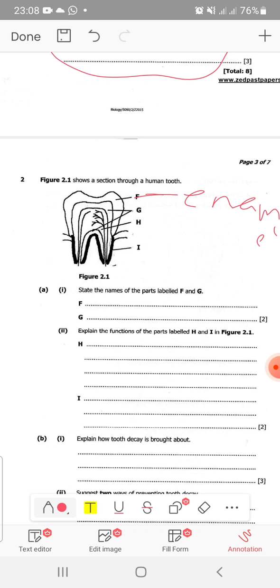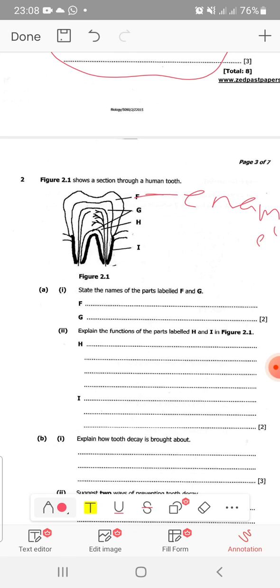A, Roman numeral 1. State the names of the parts labeled F and G. So F is the enamel, G is the dentine.